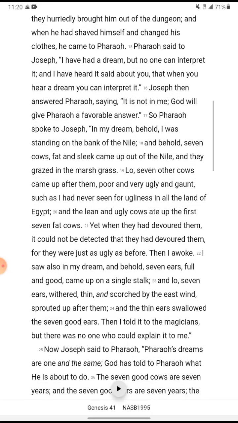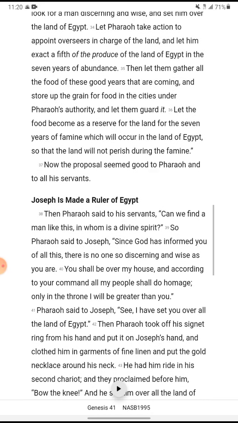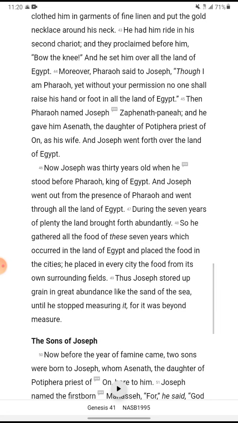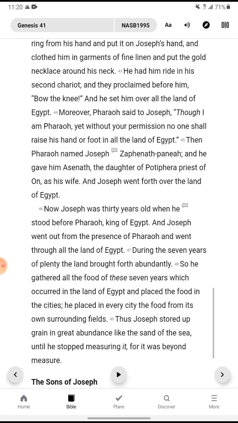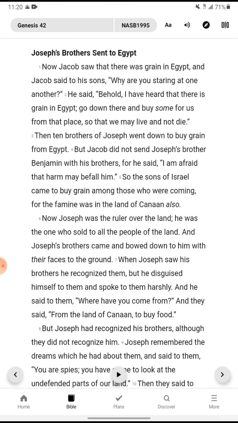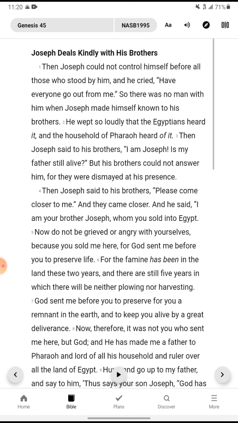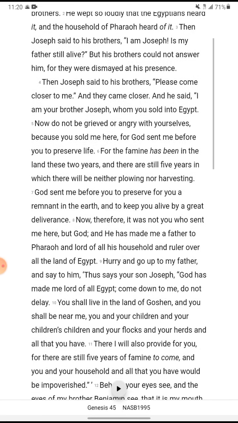Okay, so he does all that, and then in verse 46 we read, "Now Joseph was 30 years old when he stood before Pharaoh, king of Egypt." All right, and Joseph went out from the presence of Pharaoh and went throughout all the land of Egypt. During the 7 years of plenty, the land brought forth abundantly. Okay, so now he's 37 years old. His brothers come to Egypt. All right, and then finally he reveals himself to his brothers in Genesis 45.